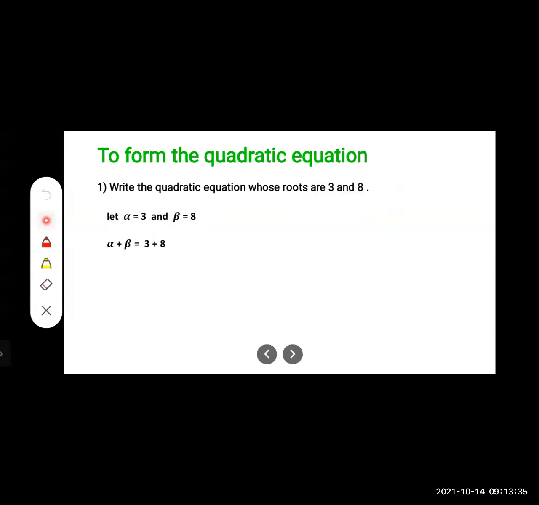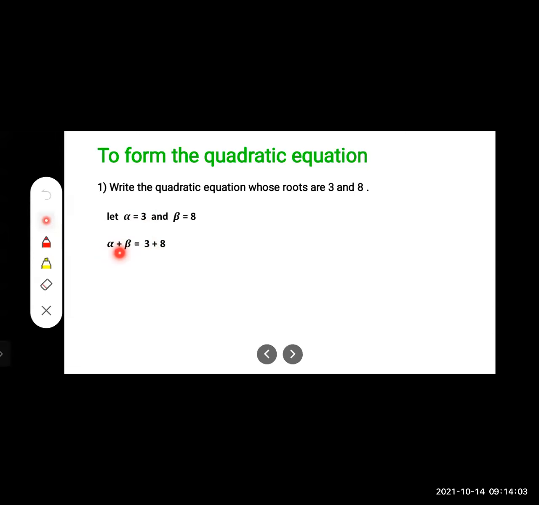Now you see, what is the next one? To frame the quadratic equation, we need the sum of the roots and the product of the roots. So sum of the roots means what? Alpha plus beta. Product means what? Alpha into beta. Is it clear, children? Okay. So for alpha plus beta, how can I write? For alpha, I have substituted here the 3 value.